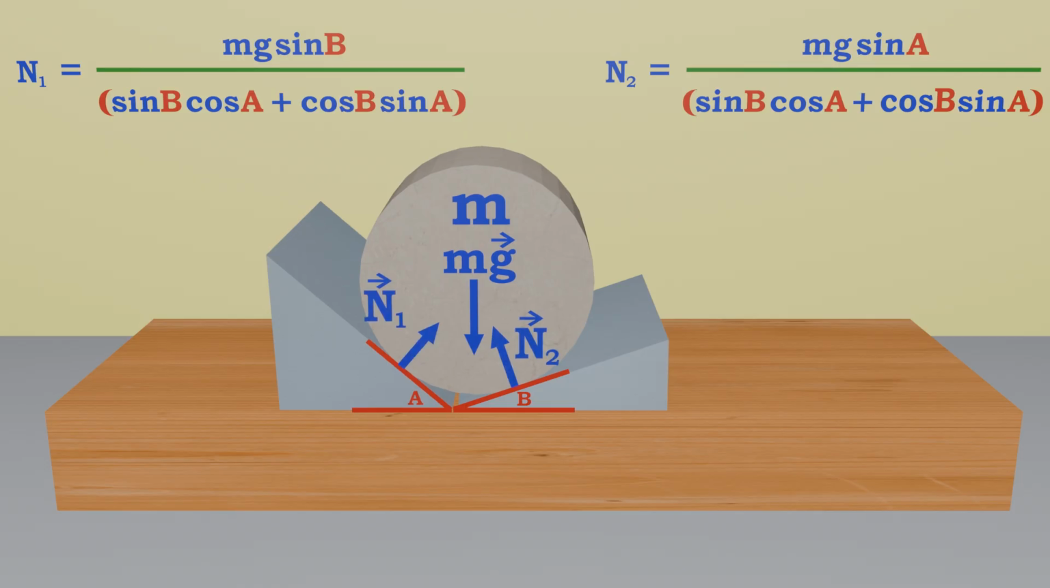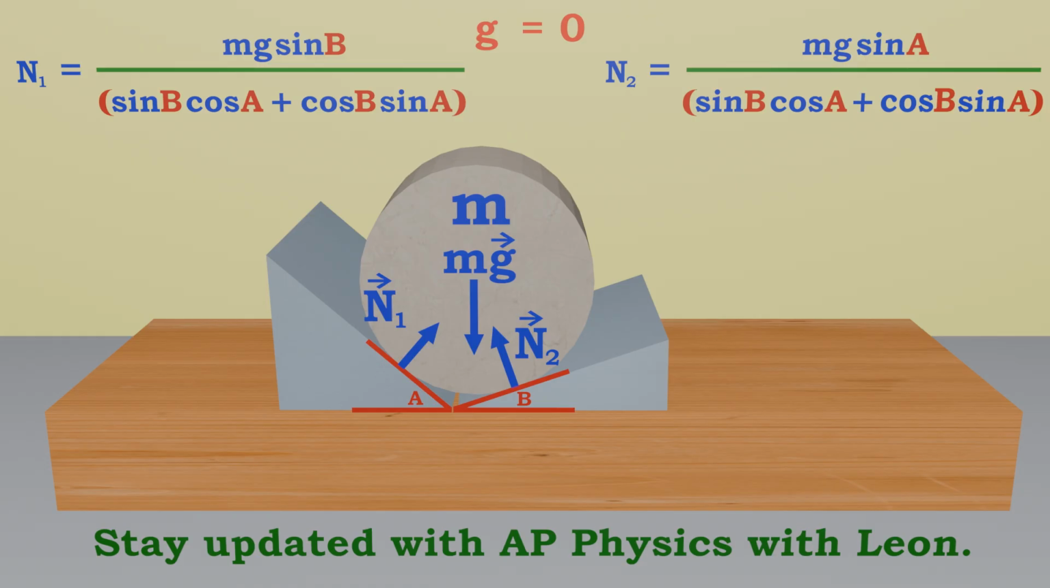An unusual test case, where g equals 0, also produces the correct result. Both N1 and N2 are 0. So, we can see that we solved the problem correctly.